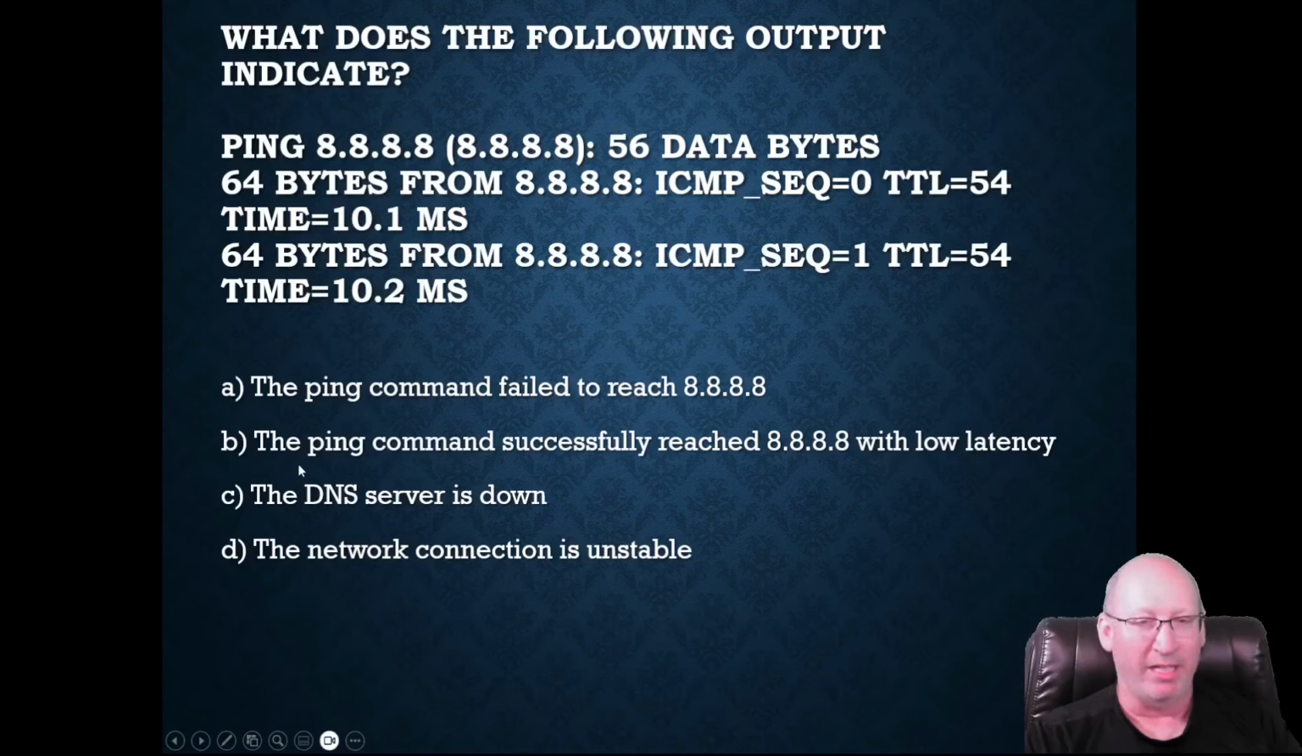Well, B, the ping command successfully reached 8.8.8.8 with low latency, which it did, or the DNS server is down. Well, we don't see a DNS server being down. It's not down. That would be the same as the ping command failed to reach 8.8.8.8, and it's not down. So A and C are almost saying the exact same thing in this case, which means the ping command successfully reached it with low latency. That's going to be our answer, because this is a normal traffic pattern.